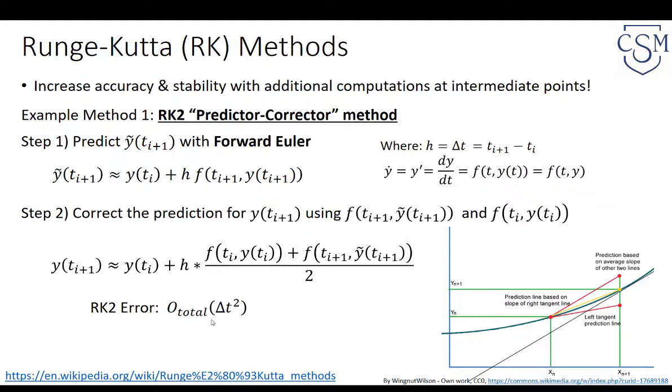The error for the entire step from t of 0 to t final, the addition of all of the steps, so not just for one step, is of order delta t squared. So this is a more accurate method than forward Euler or backward Euler. Unfortunately, the stability of this is the same as the stability for forward Euler.